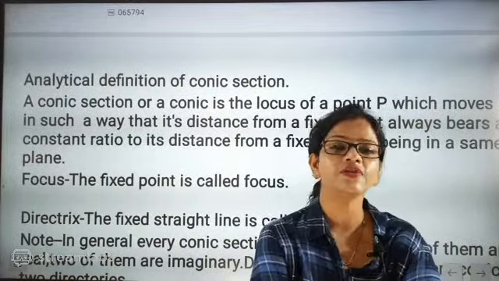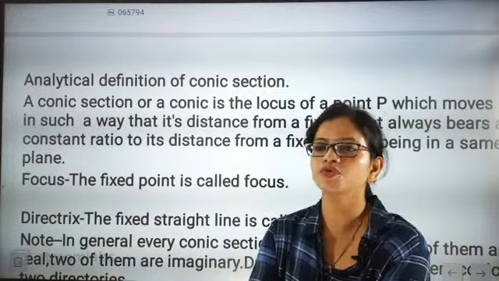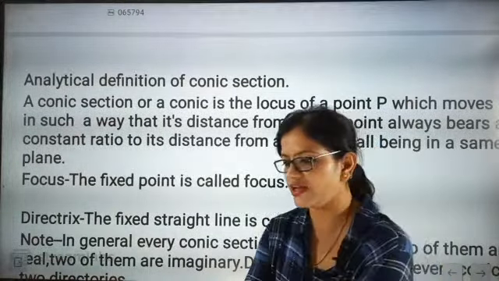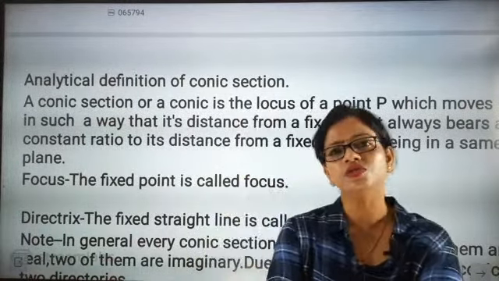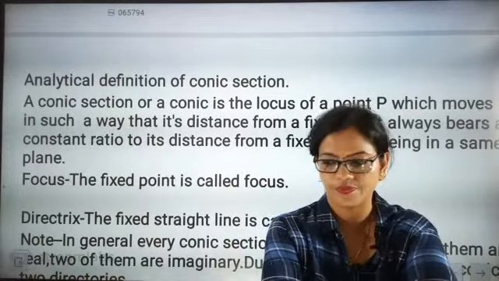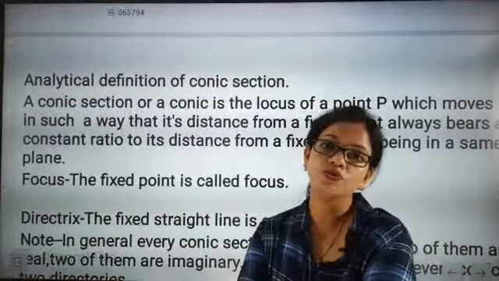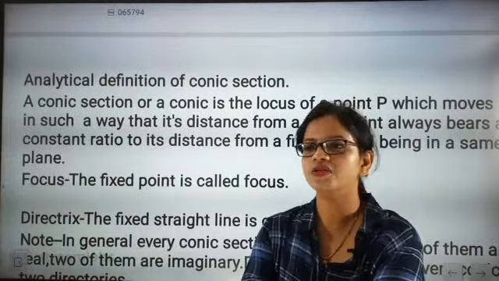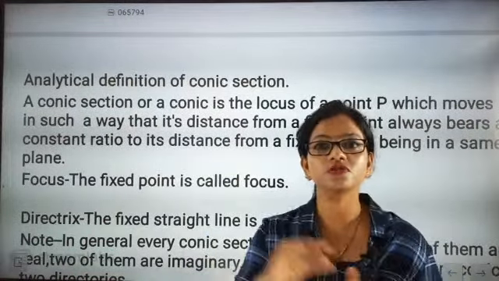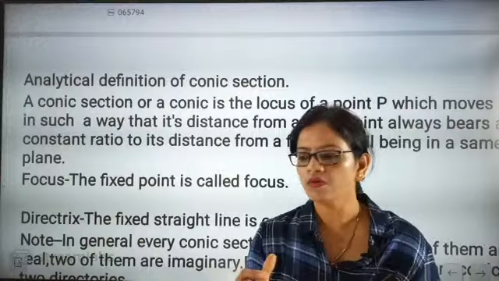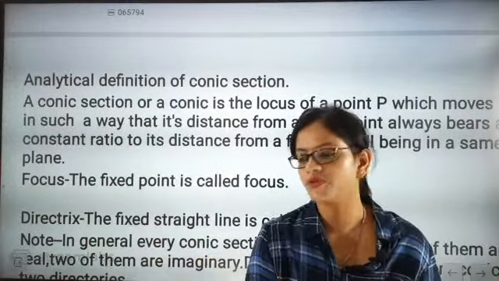When you define a circle, you are exactly using the word locus. When you are defining a circle, you are using the words locus of a point which is equidistant from the center. Always you use this word. What is a circle? Then you say that it is the locus of a point which is equidistant from a center.